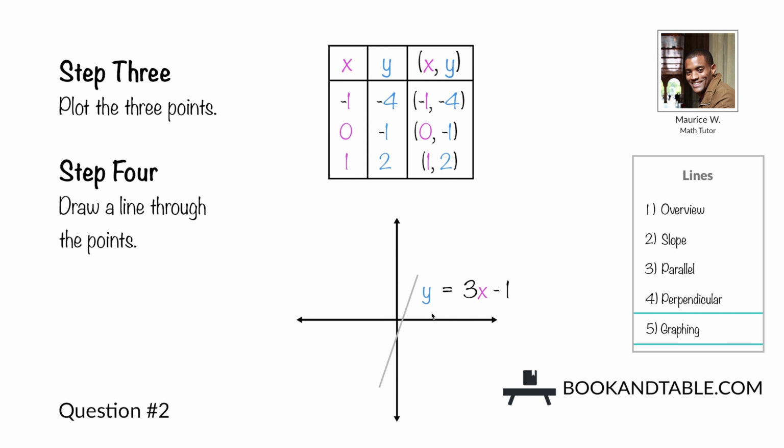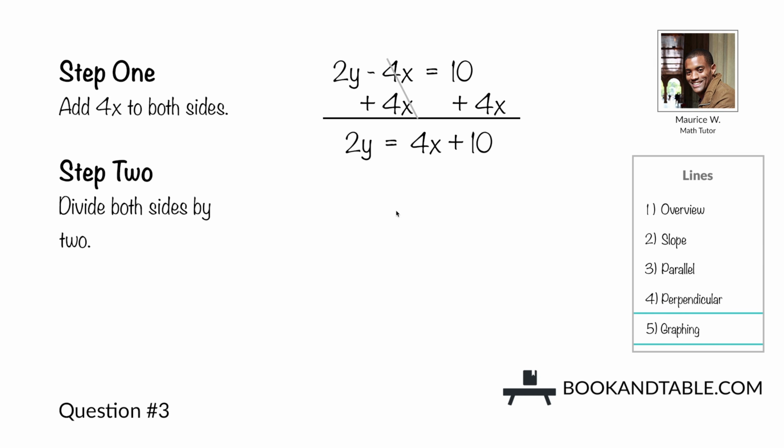And now question number 3. We were given 2y minus 4x is equal to 10. So we want to change this to slope-intercept form before we start plugging in values. So step 1, add 4x to both sides to give us 2y is equal to 4x plus 10.